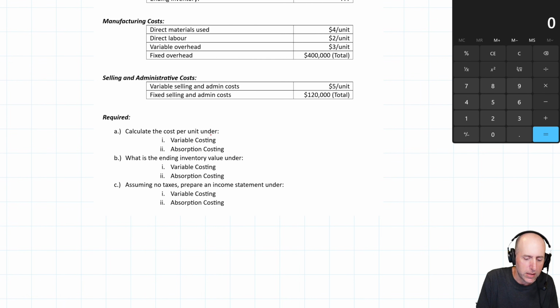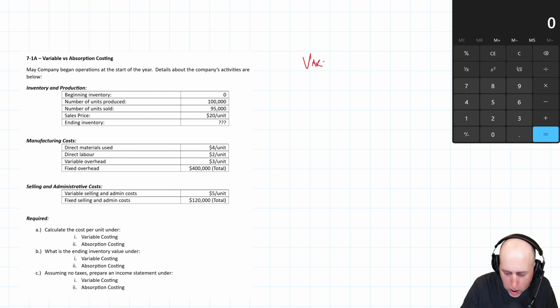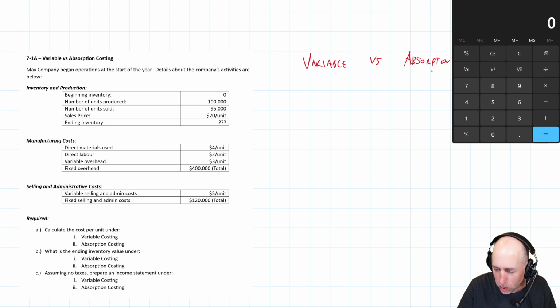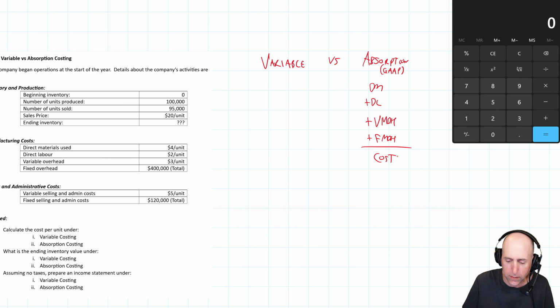We're going to calculate the cost per unit under variable and absorption costing, and I just want to mention at the top how to determine the cost under variable versus absorption. So absorption costing is what we've learned all along because that's what GAAP requires for companies to do. And under absorption costing, the cost is the material, the labor, and the overhead, but it's all of the overhead. It's the variable overhead as well as the fixed overhead, and that's the cost of our product.